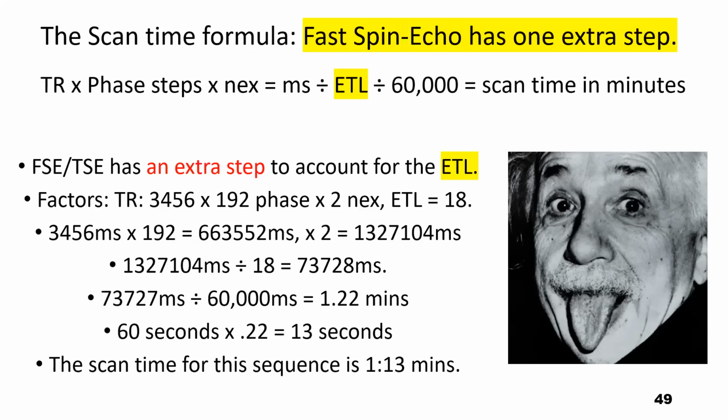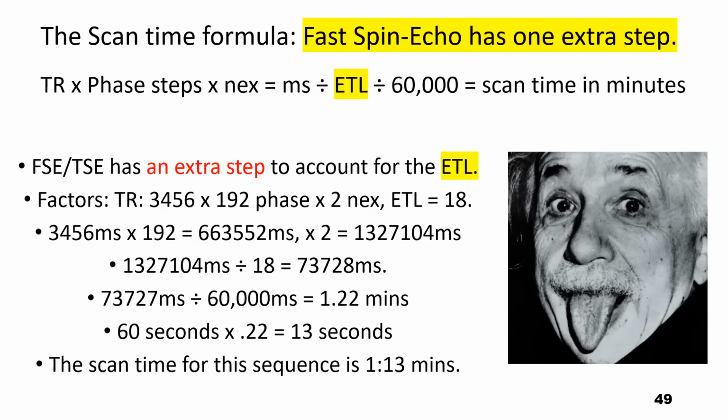Okay, so what is that? 13,271,000. Divide that by your echo train length, 18, 22, 6, whatever the echo train. They're going to have to state the echo train. Divide that by 60,000, and you're going to come up with your time in minutes and seconds. Okay, you need to try this, guys. You need to practice this. Don't just say, yeah, I got this. No, don't do that to yourselves. Practice it.